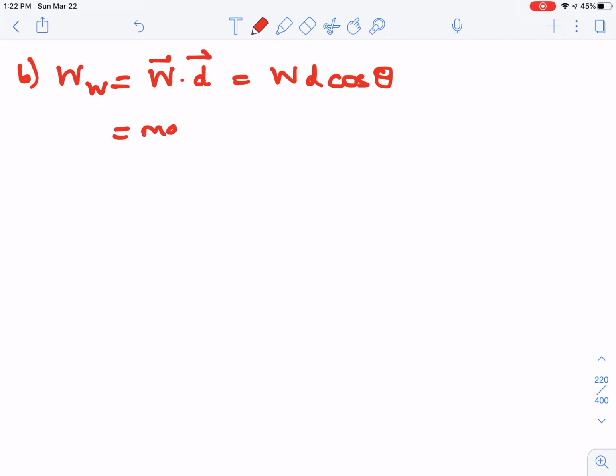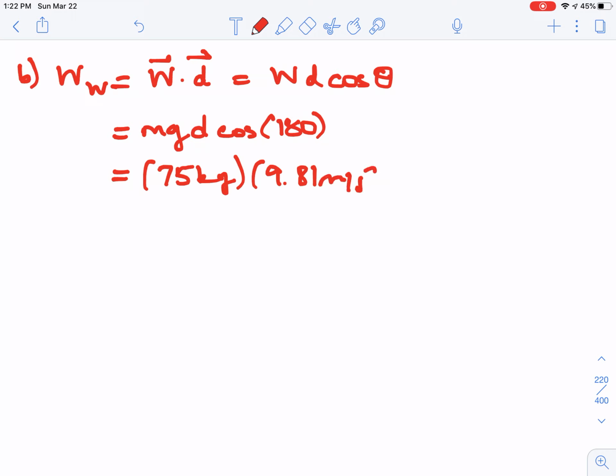W is mg, times D times cosine 180. So M is given as 75 kilograms. G is 9.81 meters per second squared. And D is 10 meters. What is cosine 180? It is minus 1. So as you can see, we're getting a negative value. That makes sense because the weight force and the displacement are opposite to each other. So the work done should be negative.